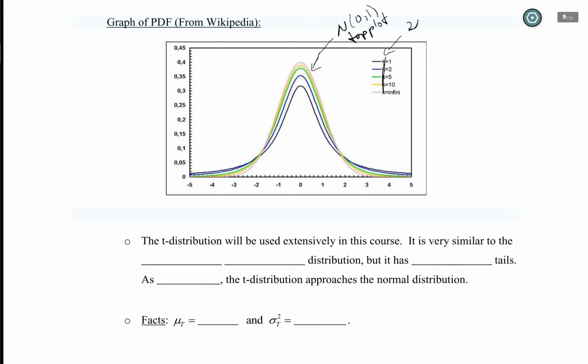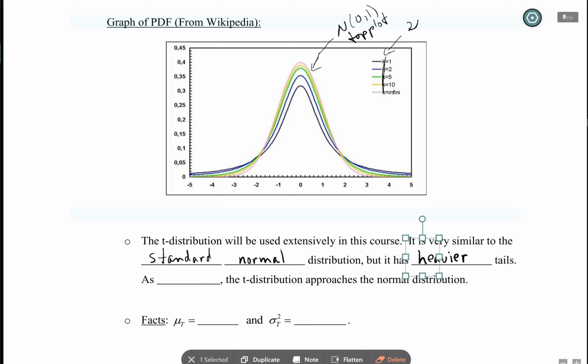And so what we see is this t distribution is very closely related to the standard normal distribution. So looking at this, we're going to use this distribution a lot in this course. It's very similar to the standard normal distribution, but it has heavier tails. Okay? It has heavier tails. And you can see that the pink distribution, the tails are smaller than these other distributions, say the green one. You can see that pretty well.